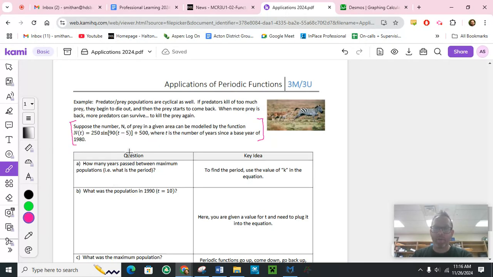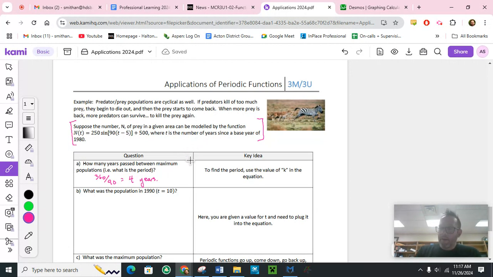How many years has passed between maximum populations of prey? This is just the period, and to get the period, we just do 360 divided by our k value, which in this case is 90. So our period is 4 years.